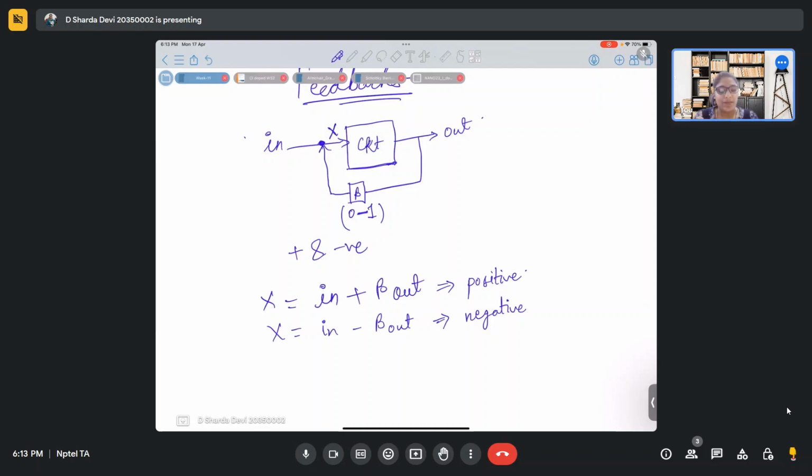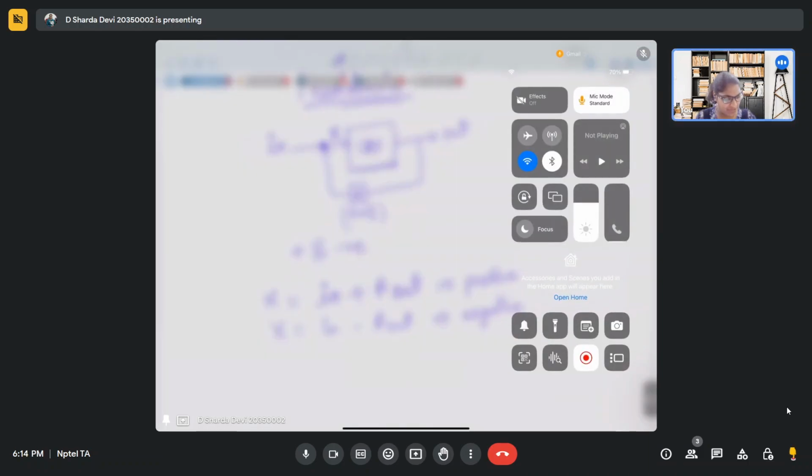Okay. Now coming to, sorry. Actually, I had a doubt on beta. Beta is just a factor, right? What exactly is it? So basically, I'm getting a feedback from somewhere.